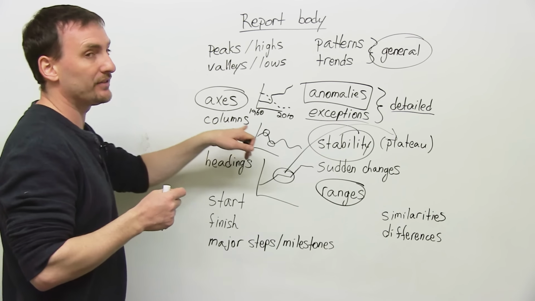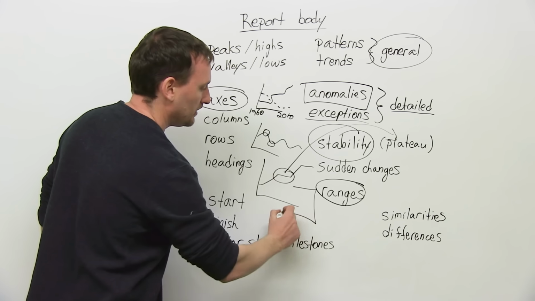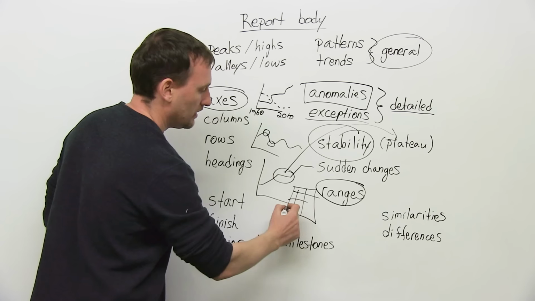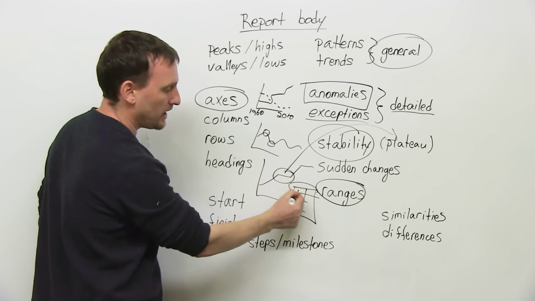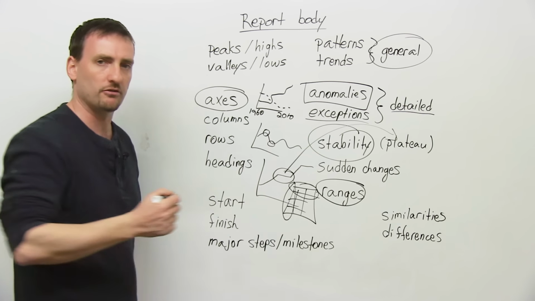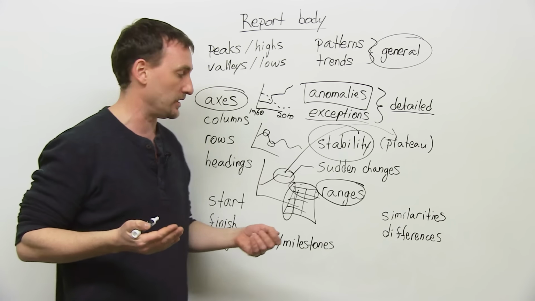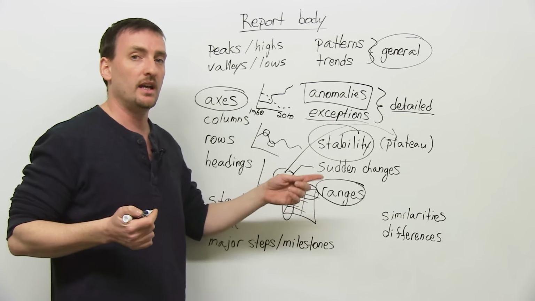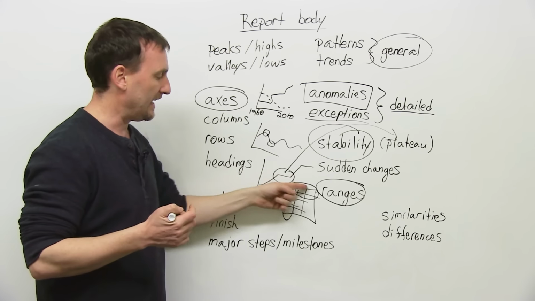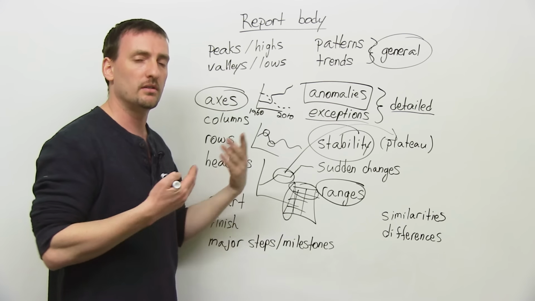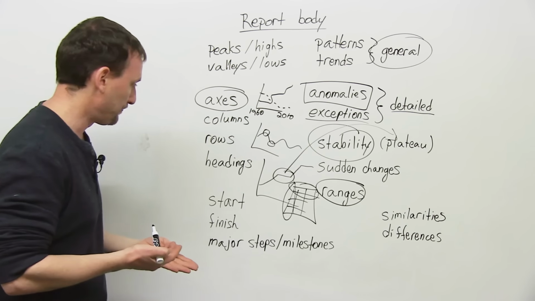Now, if you have tables, tables have columns and rows. Pay attention to the headings in the columns and the rows. They're going to tell you a lot of information. You might want to include that. You could just put that into your introduction if it's a very general thing. If it's very important to what's going on, you put that into your body as well.